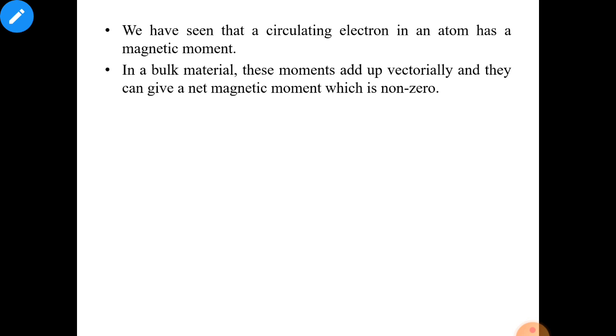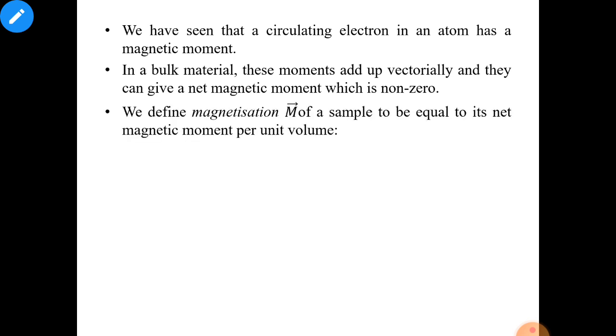Whenever the electron is moving in the orbit in a circular path, it produces a very small amount of current, because an electron in motion is producing electric current, and this current produces the magnetic moment. Now in a bulk material, if you have a big piece of some element, these moments are added vectorially. Vector addition of all these atomic magnetic moments will give a net magnetic moment which is a non-zero quantity.